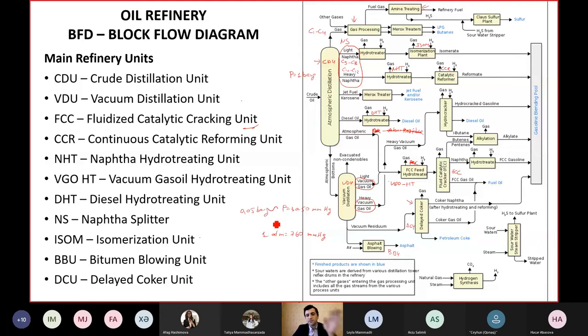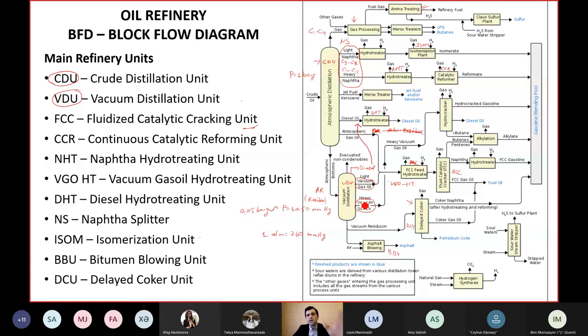And we will talk about this later in detail, because today we will learn the CDU and VDU. We will talk about these units mostly. That's why we will talk about the pressure, temperatures, and other equipment in these units further. So this is the atmospheric bottoms or atmospheric residue, which is further separated to the light vacuum gas oil, heavy vacuum gas oil. Sometimes we also have used diesel, which is sent here.